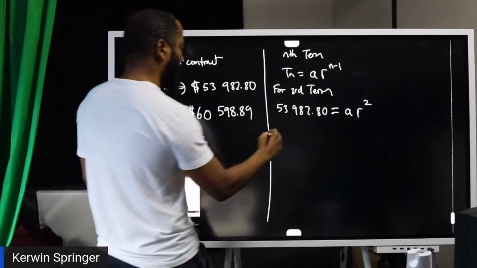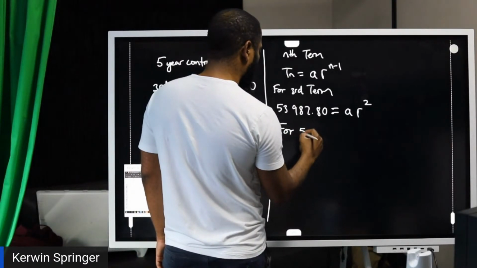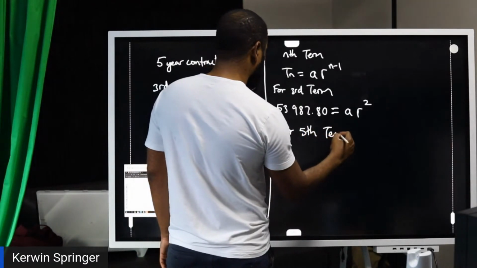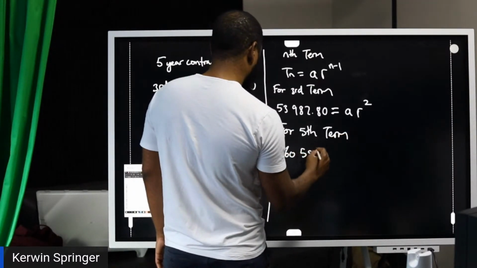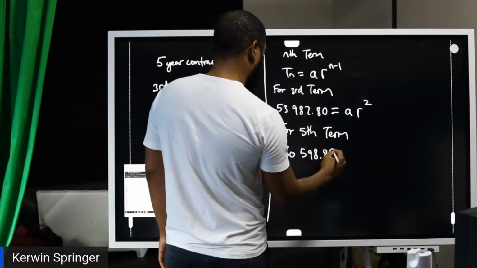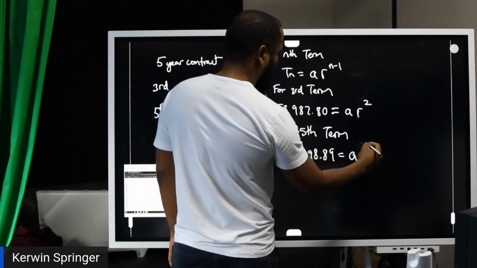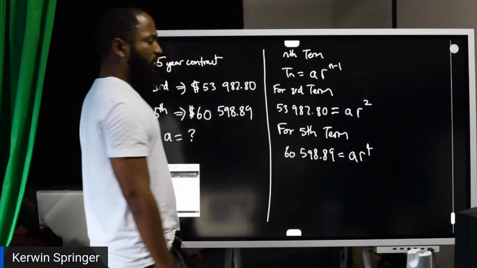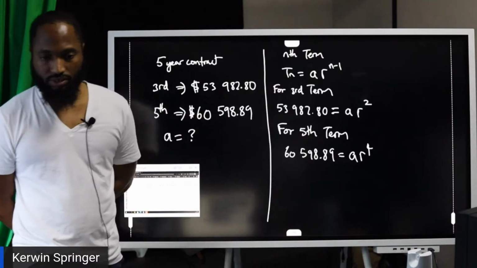And for the fifth term, the 60k must be equal to a, which we don't know, times r to the power of 4. Write in the chat if you agree with that. So you set up two equations.